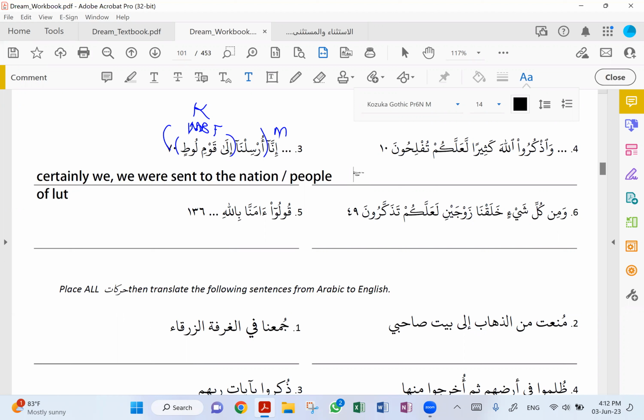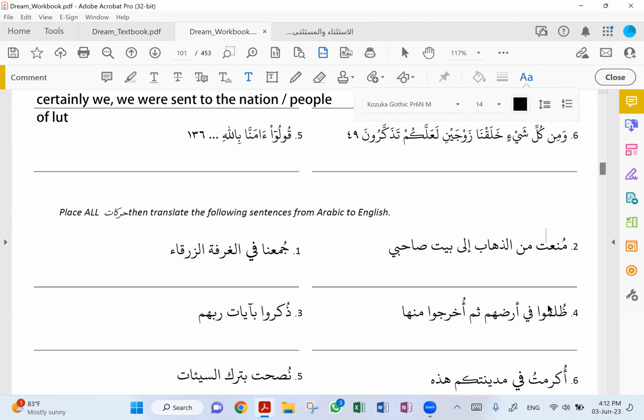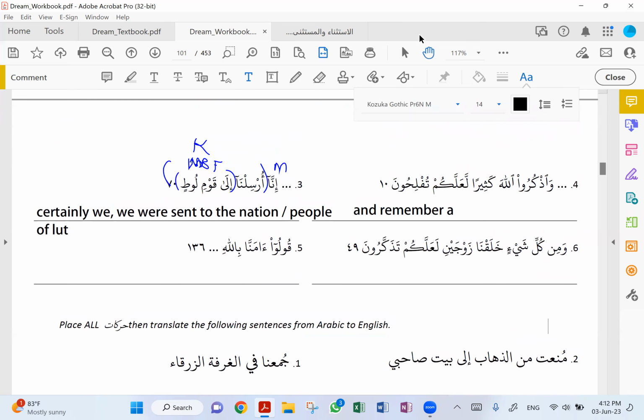Okay, so how do we translate this? واذكروا الله كثيرا لعلكم تفلحون. So remember Allah a lot, so that you all can become successful people. Kathiran can be a hal. So remember him a lot.